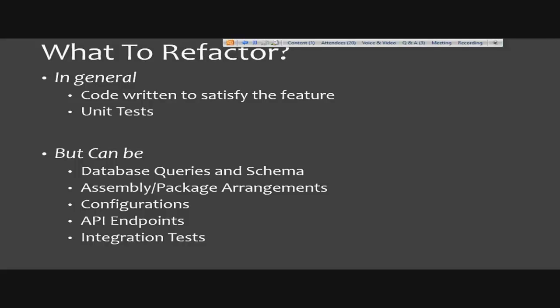Those are the conventional things, but you can also think about unconventional things like database queries or database schemas. Then your assemblies or packaging arrangement in the system, as well as configurations, API endpoints, network data that is flowing over the network, data structure schema, integration tests. Those are the avenues, the things that you can refactor. It's not just the code that you are writing for satisfying or enhancing the feature.